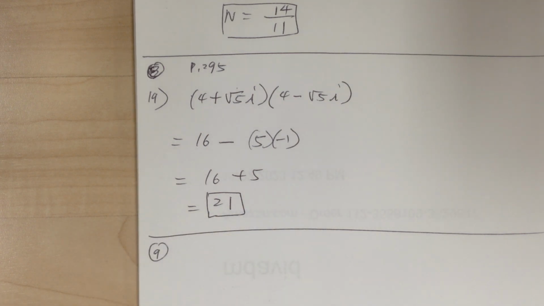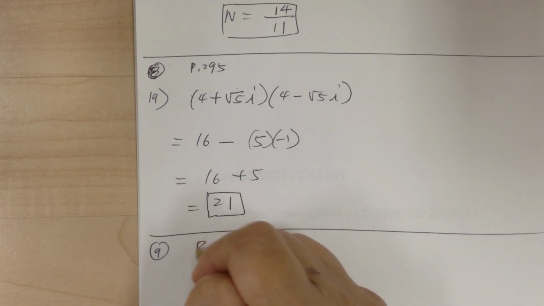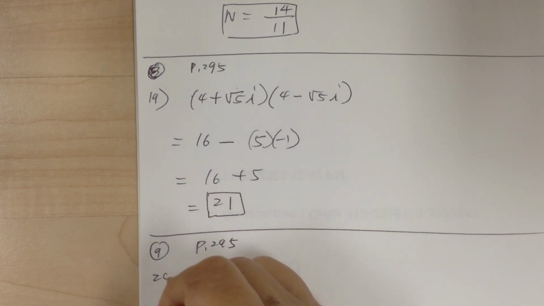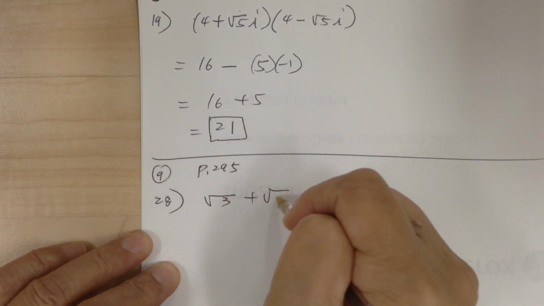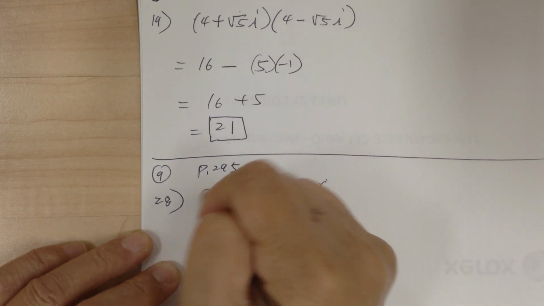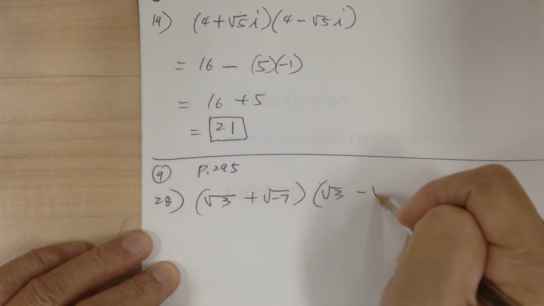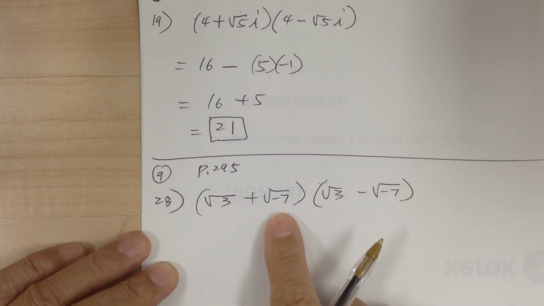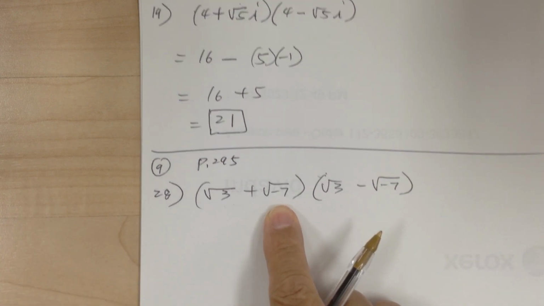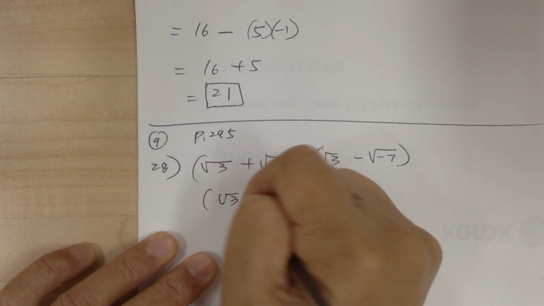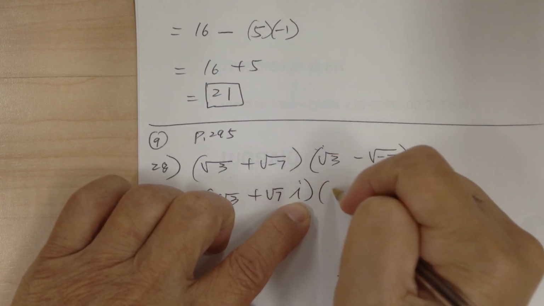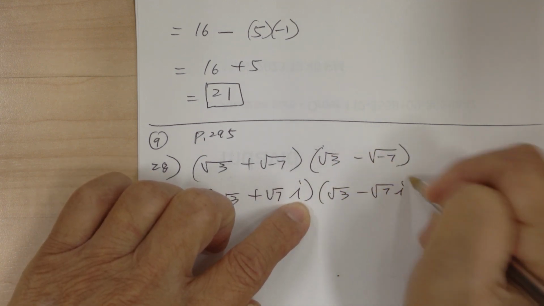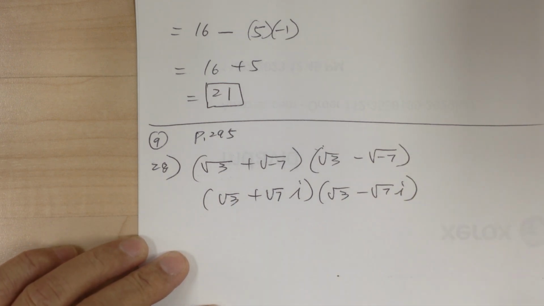Okay, next item. Let's go to 28. So you got square root of 3 plus square root of negative 7 times square root of 3 minus square root of negative 7. Now, whenever you see a negative inside the square root, before you do anything else, you have to change it into i, or else things are going to go wrong. Then after that, you can proceed.